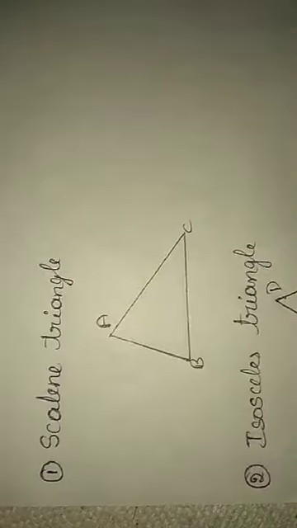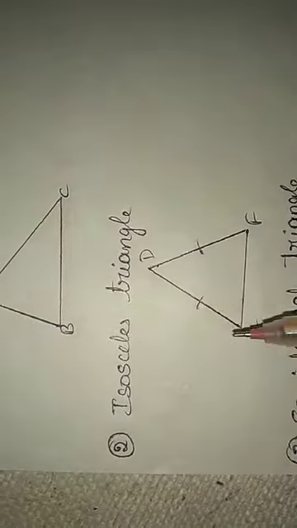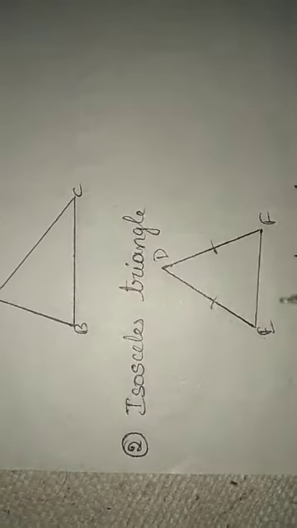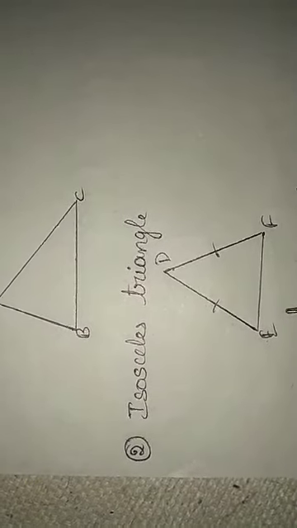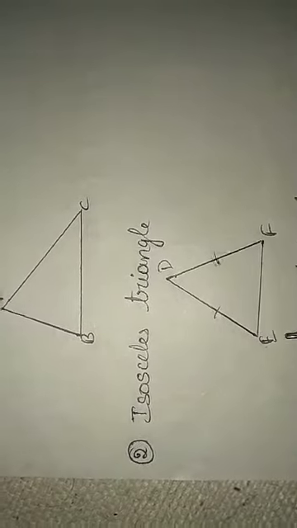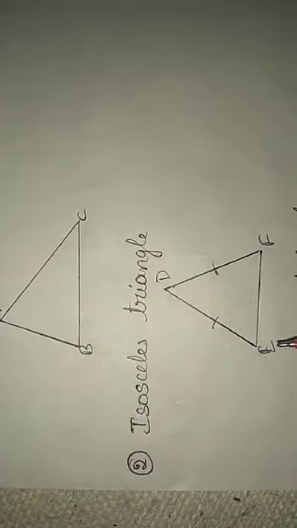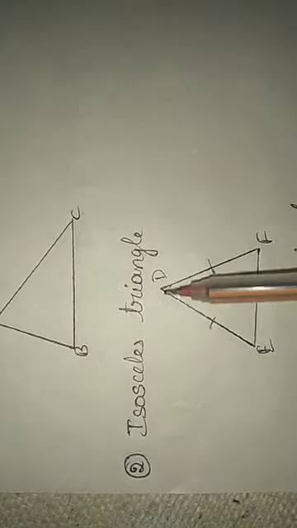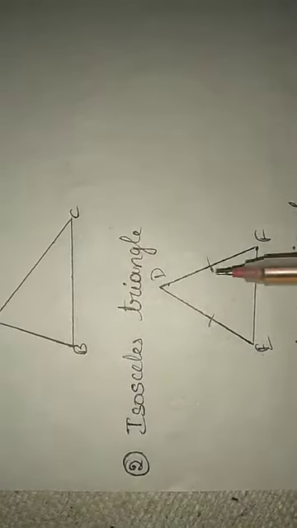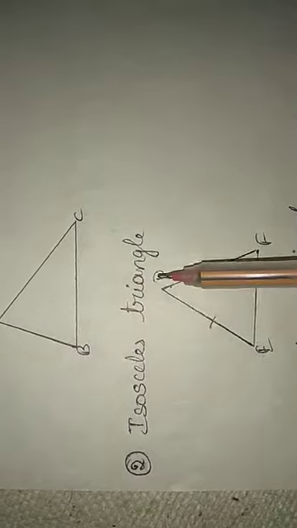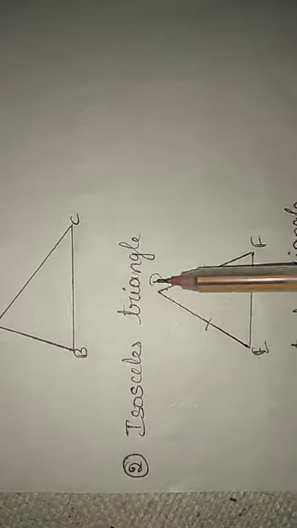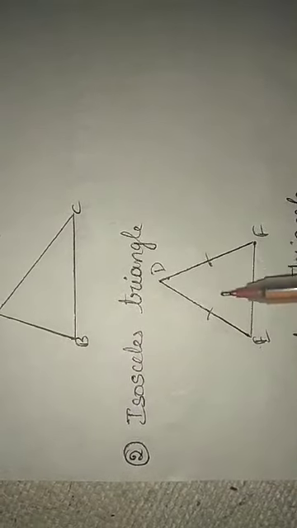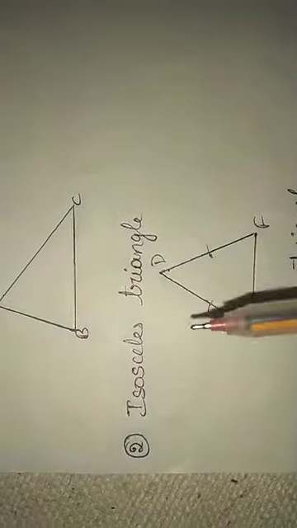Next comes the isosceles triangle. An isosceles triangle is a triangle in which any two sides are equal. Suppose I have triangle DEF. In this triangle DEF, I have side DE equal to DF. Then I can say this triangle is an isosceles triangle.